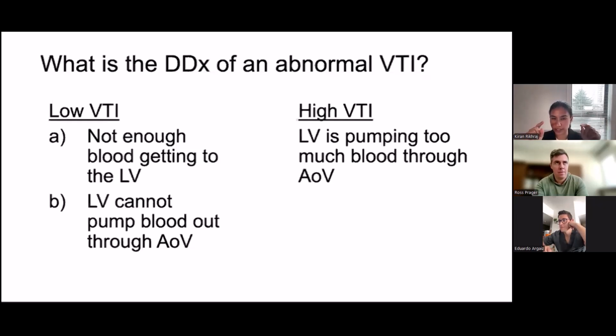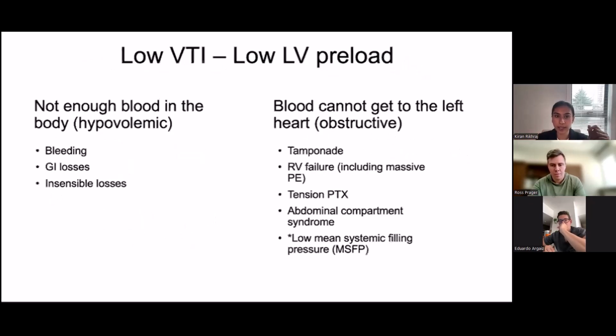And I'll specify why it's important to think about not enough blood getting to the left ventricle, not just the heart. The second thing I think about for a low VTI is that the LV is receiving an adequate amount of blood, but it just can't pump it out adequately through the aortic valve. And so when I talk about not enough blood getting to the LV, I think of it as a low LV preload. And this can really, in my mind, be broken down into two things: your classic hypovolemic shock or your classic obstructive shock.